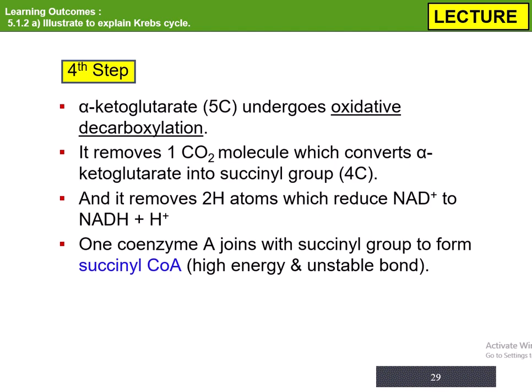In the fourth step, alpha ketoglutarate undergoes oxidative decarboxylation. It removes one carbon dioxide molecule, which converts alpha ketoglutarate into a succinyl group, and it removes two hydrogen atoms which reduce NAD+ to NADH plus H plus. One coenzyme A joins with the succinyl group to form succinyl-CoA, which is a high-energy molecule with an unstable bond.